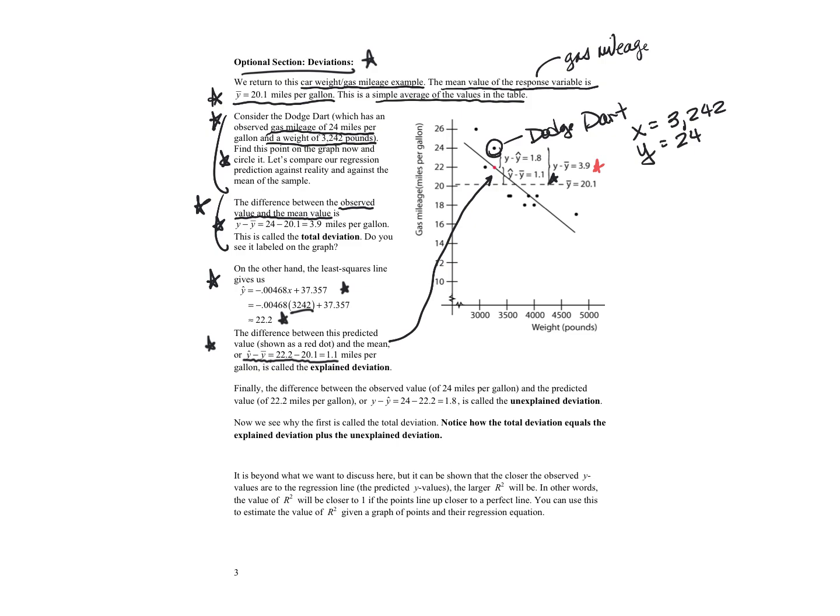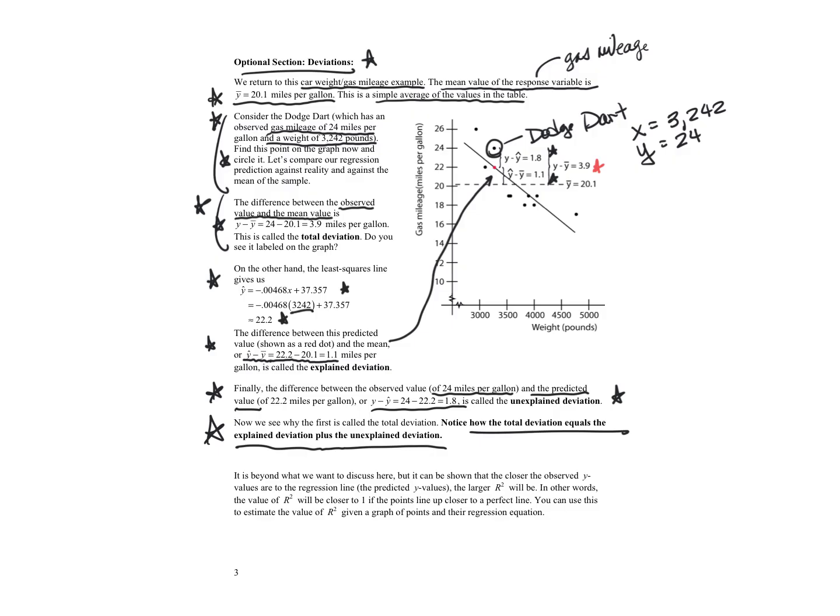Okay, finally, let's find the difference between the observed value, which is just the value given in the table for this Dodge Dart, and the predicted value of 22.2 miles. And you see my calculation there, 1.8 miles per gallon. And that is called the unexplained deviation, which again is right there in the little picture. So why do they call it the total deviation? Well, it's because the total deviation equals the unexplained plus the explained deviation.